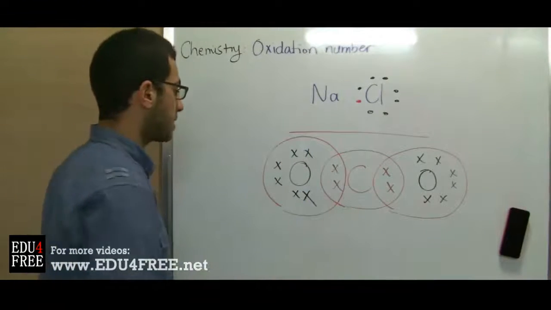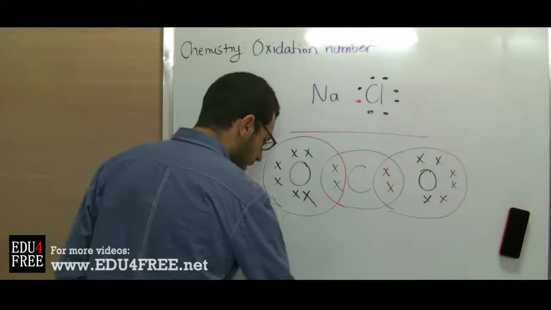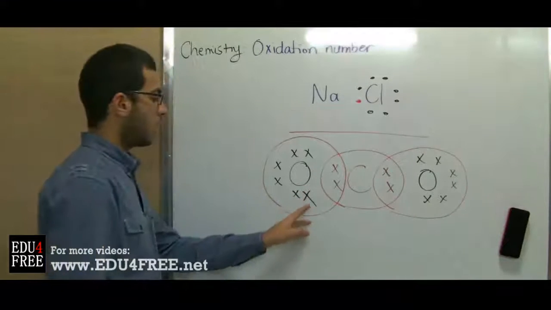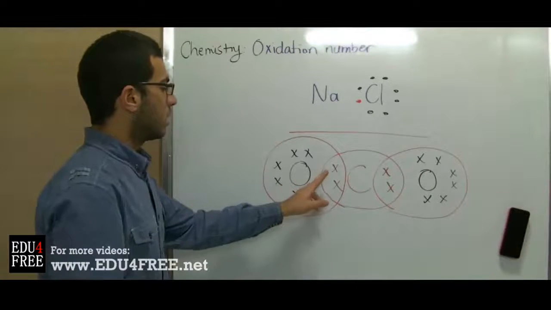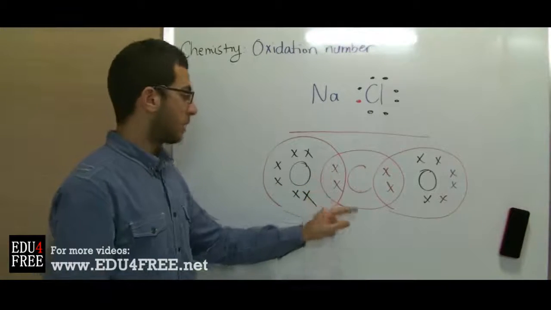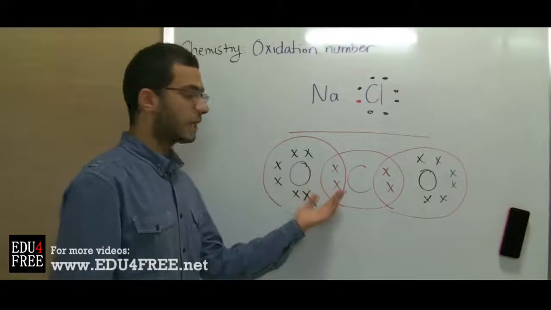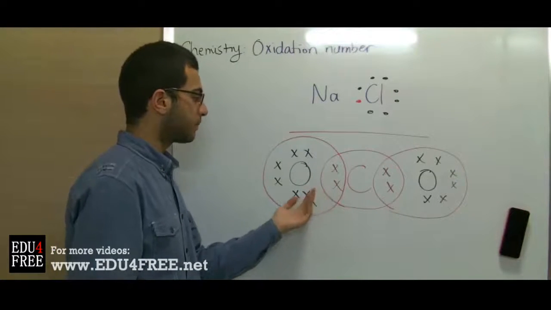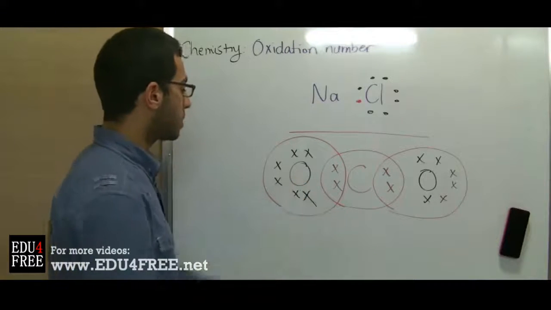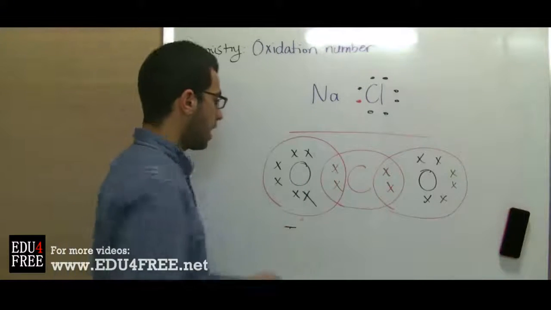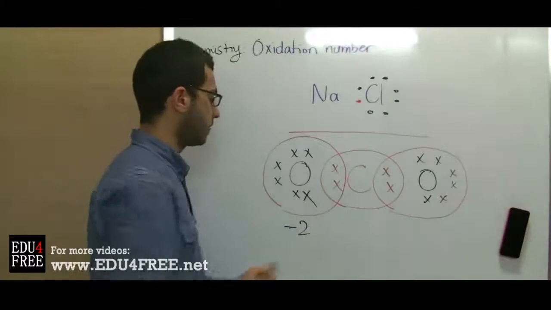So here in this case, this is a covalent compound, and we can say that this oxygen atom used 2 electrons of the carbon atom to fill its outermost energy level. So it kind of takes the electrons, but they don't remove them from the carbon atom. So here the oxygen is negative. And how many electrons does it use? It's 2. So we have negative 2.